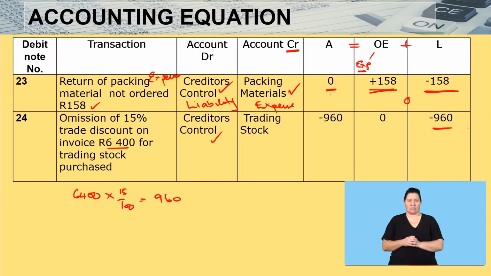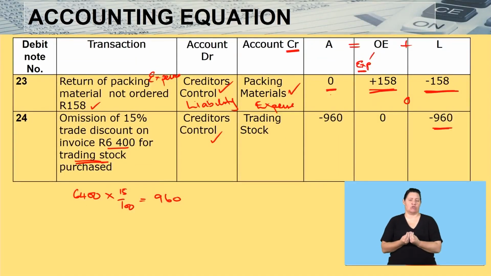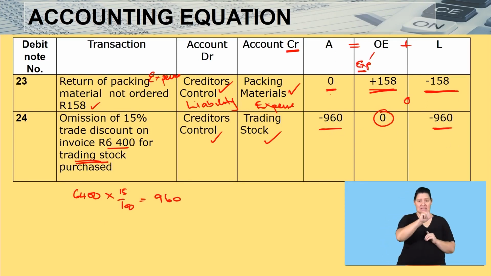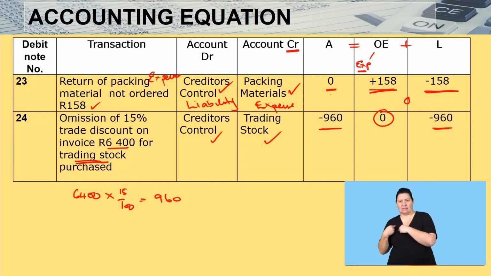And then you should now think, what other account is going to be affected? This is on trading stock. So that means I'm going to come now and credit my trading stock. Once I credit trading stock, which is an asset, that means my asset is decreasing. I find myself with a minus 960. Is there any effect on my owner's equity? No. Hence, you find there is a 0. So, on my assets, minus 960. On my liabilities, minus 960.